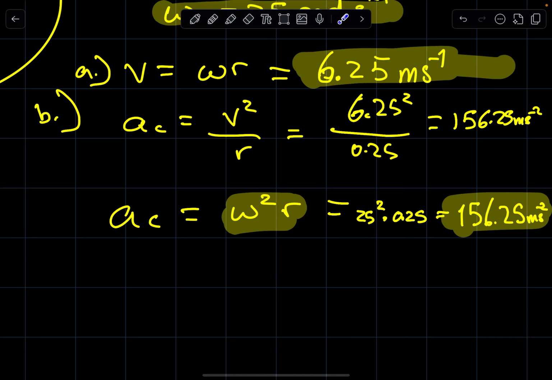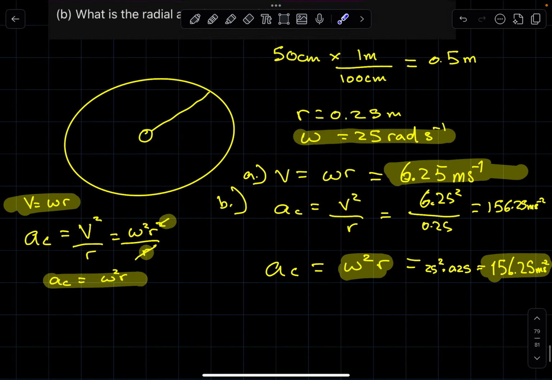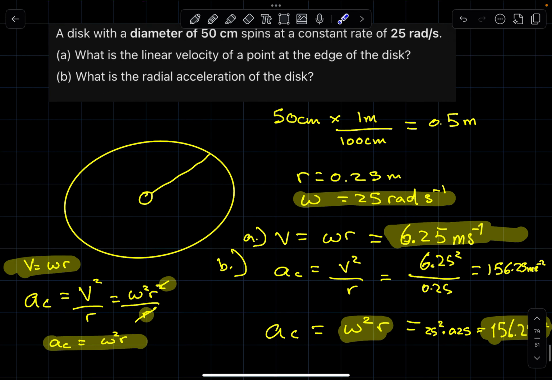Linear velocity squared over r is 6.25 squared over 0.25 meters, which equals 156.25 meters per second squared. Angular acceleration, angular velocity squared times radius, 25 squared times 0.25 meters equals 156.25 meters per second squared. And that's our first angular acceleration question.